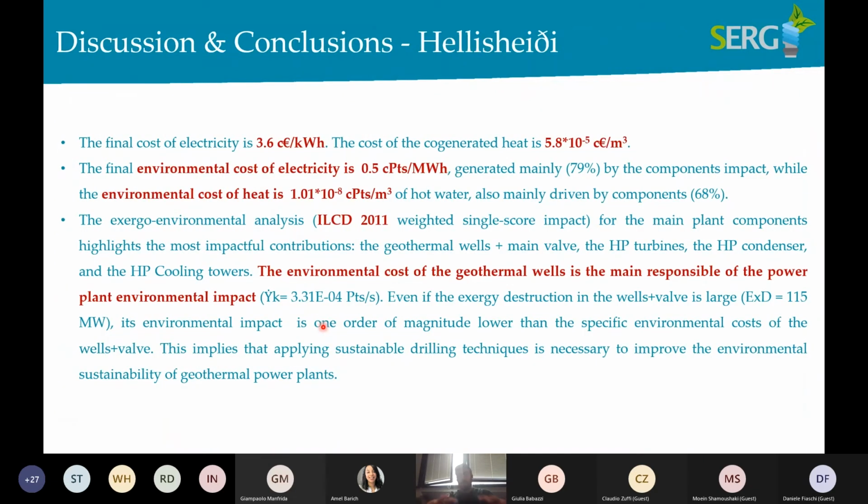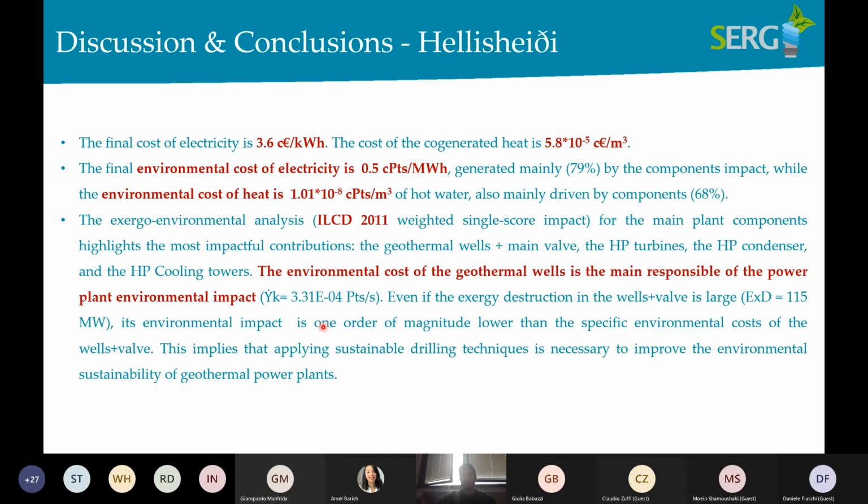To conclude the Hellisheidi power plant case, let's summarize the findings. Basically, we found the cost of both electricity and heat. The electricity was 3.6 euro cents per kilowatt hour, and the generated heat 5.8 times 10 to the minus 5 euro cents per cubic meter of hot water. The environmental cost of electricity was found to be 0.5 centipoints per megawatt hour, and the environmental cost of heat was found to be 1.01 times 10 to the minus 8 centipoints per cubic meter of water.